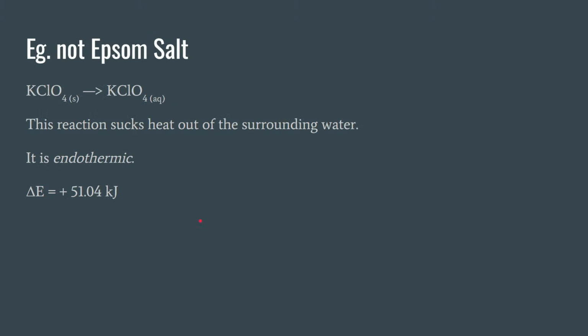On the other hand, you have potassium perchlorate. Okay, when you dissolve potassium perchlorate in water, it is an endothermic reaction. It sucks heat out of the surroundings. Okay, so it has a positive sign. So you dissolve this in water. It will have to suck energy out of the water in order to dissolve, and thus the water will get cold. And so it has a change in energy of positive 51.0 kilojoules. Okay.